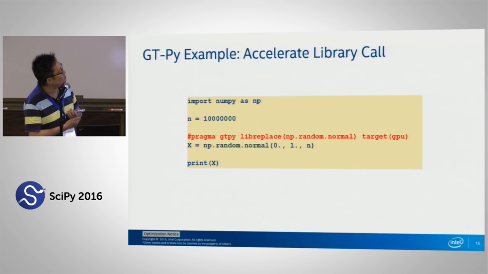And then the final usage model is, suppose that you have some heavyweight function call. For example, in NumPy, you want to use the random number generator to get a random number from the normal distribution. So we provide some accelerated versions of those libraries. You can specify that I want to replace this NumPy library with the GDPI version to run on the GPU. And by doing that, you can get the accelerated version.